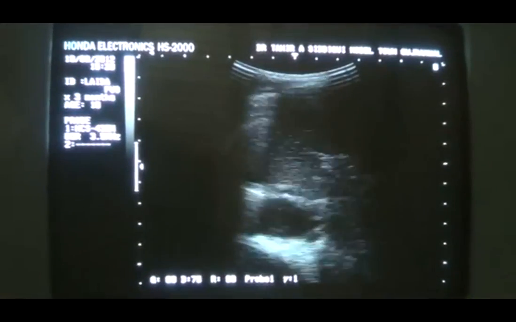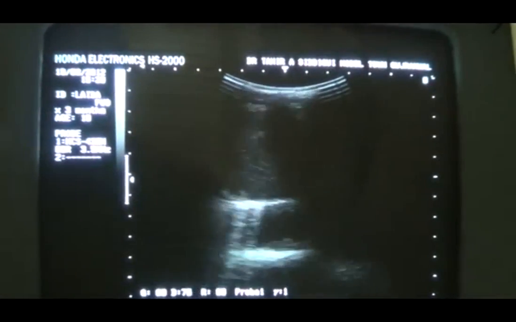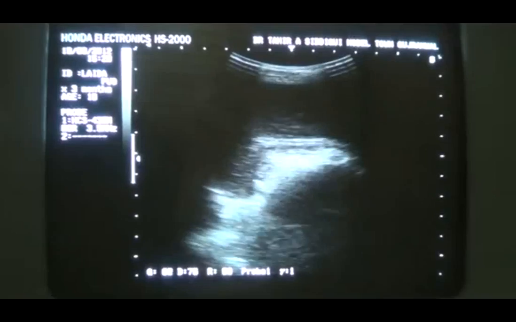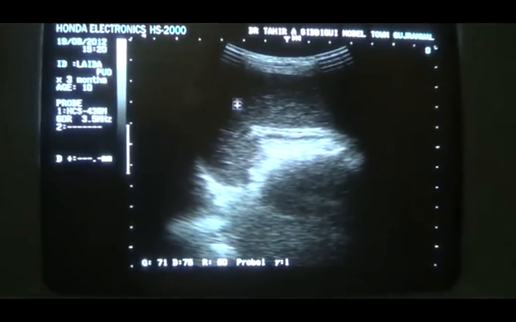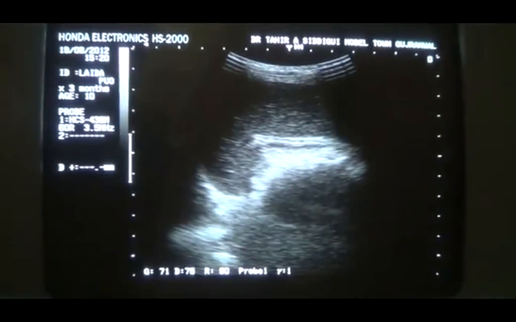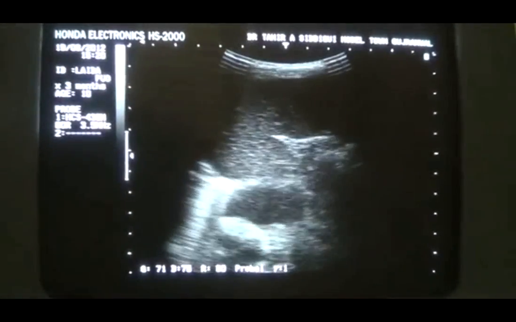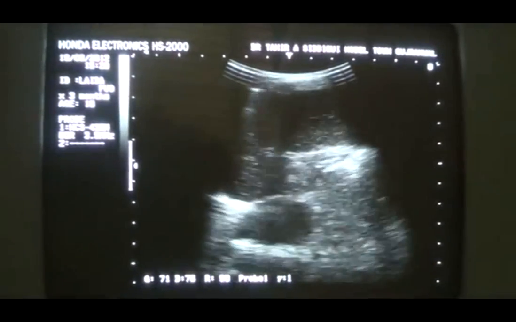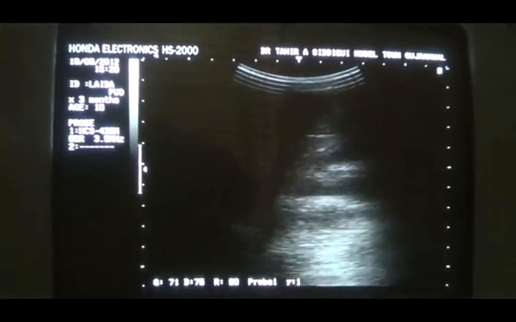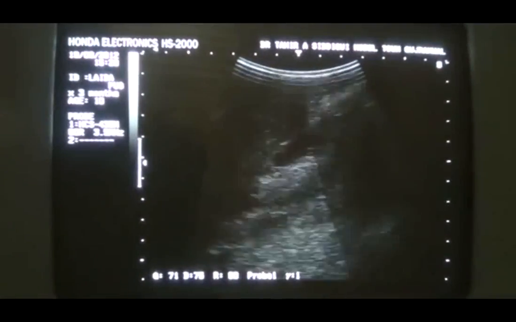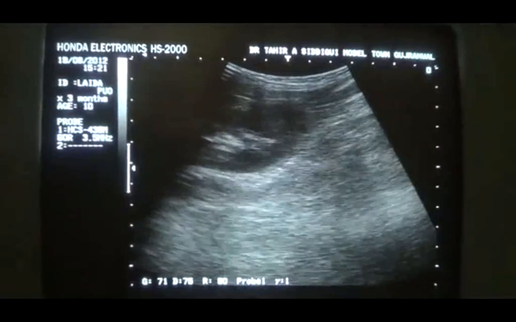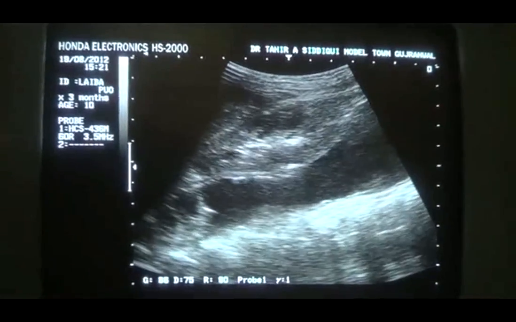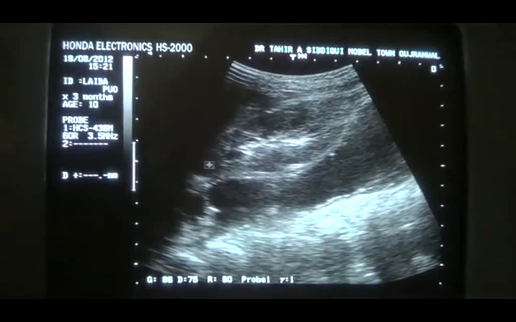Now, what is the splenic size? Is there any pleural effusion on the left side? This is the spleen. This is the left hemidiaphragm. There is no fluid above the diaphragm, so there is no pleural effusion. Here we see the kidney now. This is the left kidney of this child, and this is the kidney which is normal.